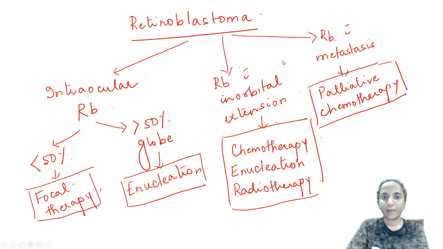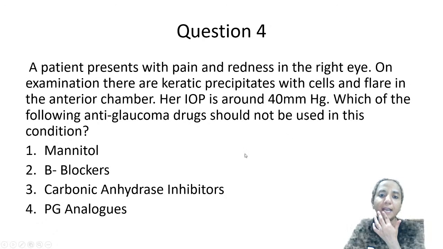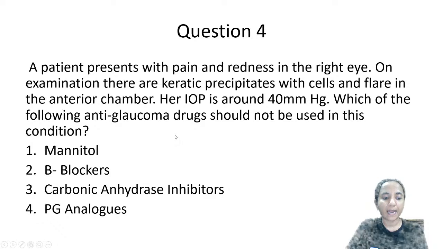Right? So now let's go to the next question that we have. This is another slightly difficult question which was asked this time. A patient is presenting to us with pain and redness in the right eye, and on examination there are keratic precipitates and cells and flare in the anterior chamber, and at the same time the IOP is around 40 millimeters of mercury. Now, which of the following anti-glaucoma drugs should not be used in this condition?